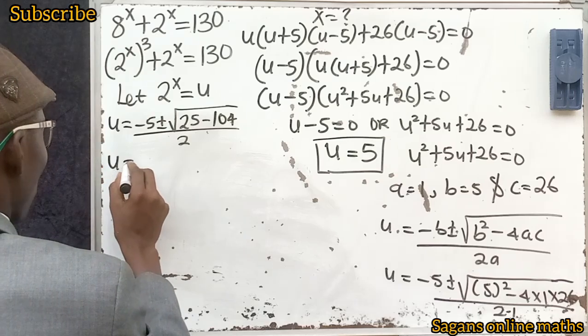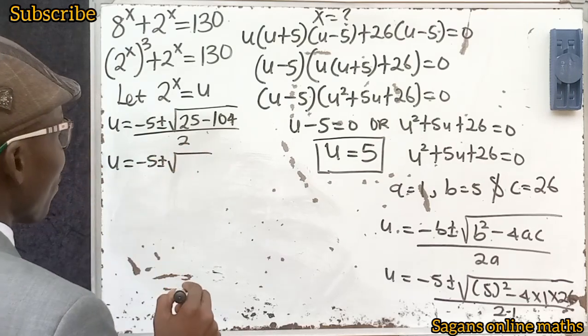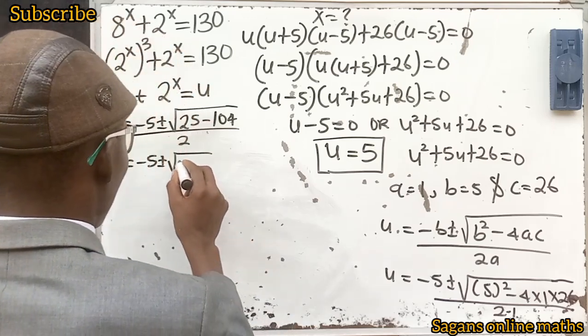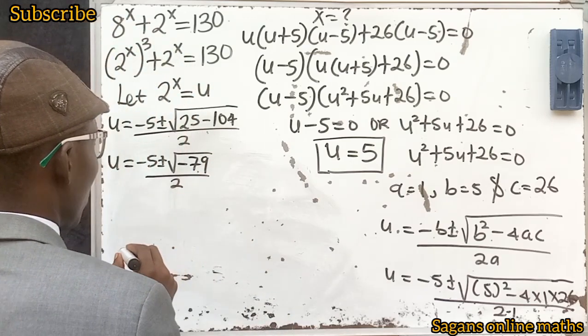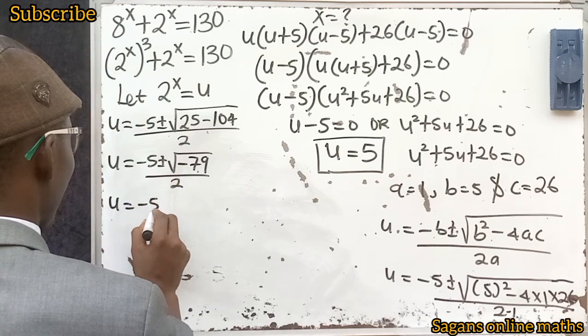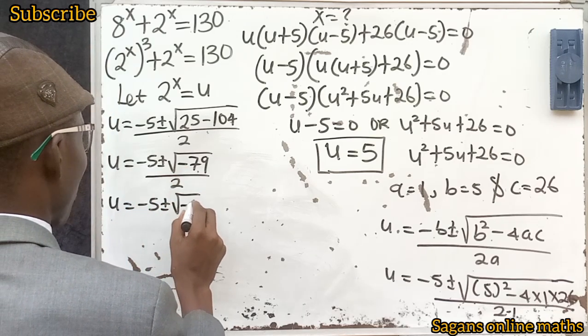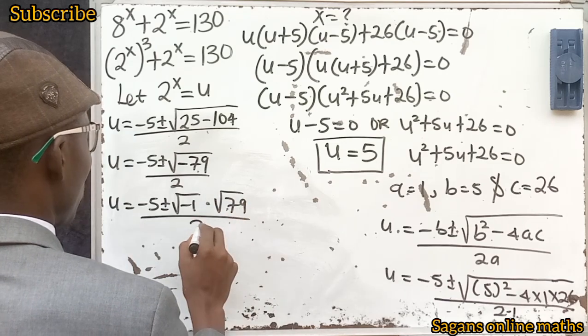That means u equals minus 5 plus or minus the square root of, now 25 minus 104 gives us minus 79, divided by 2. Now we can also write this as u equals minus 5 plus or minus root of minus 1 times root 79, divided by 2.